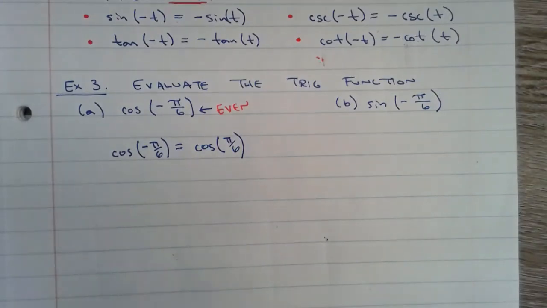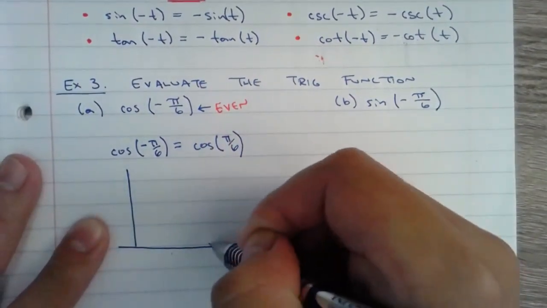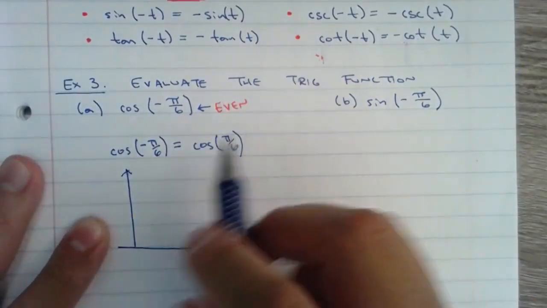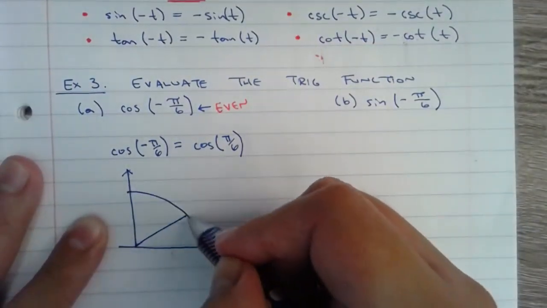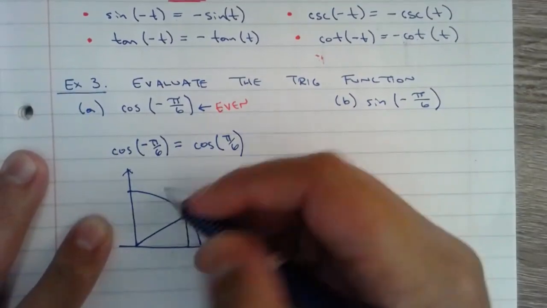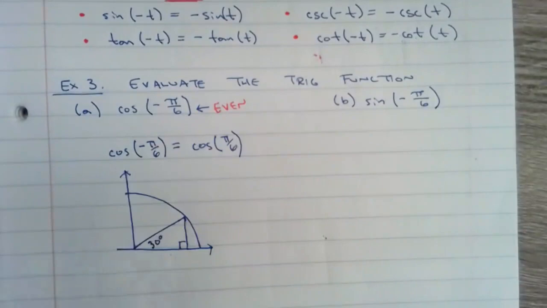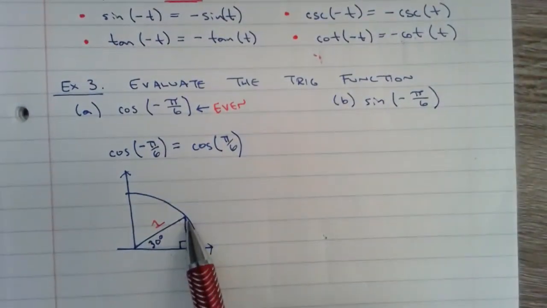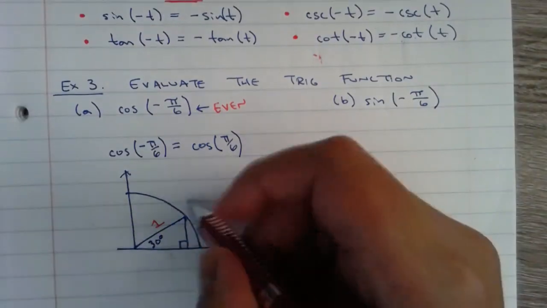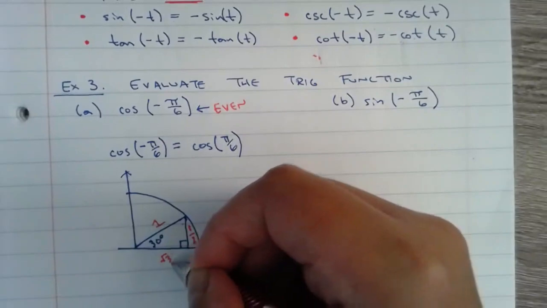Now we have cosine of pi over 6. So again, just draw your little graph. And as you might know, pi over 6 should be about 30 degrees. So again, just draw a little circle right here. So that should be about 30 degrees right there. And then this is 1. Again, the opposite of 30, so practice this. Opposite of 30, you guys, that's going to give you 1/2. Opposite of 60, that's square root of 3 over 2.